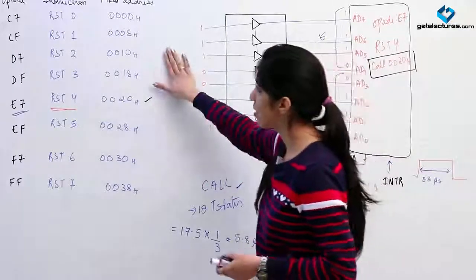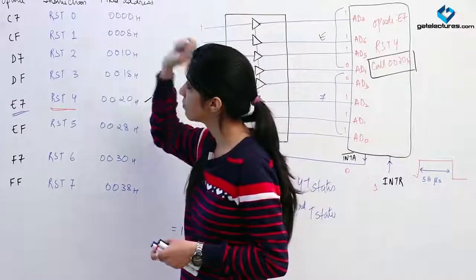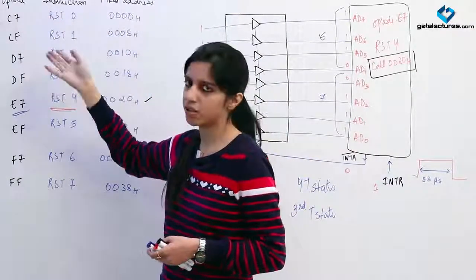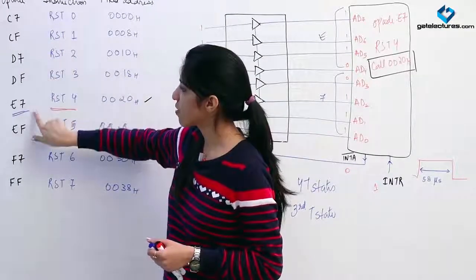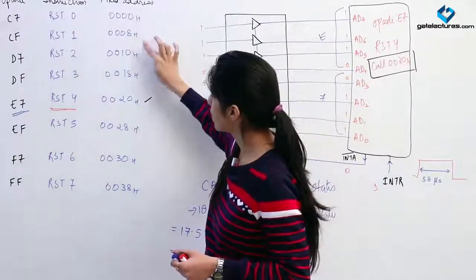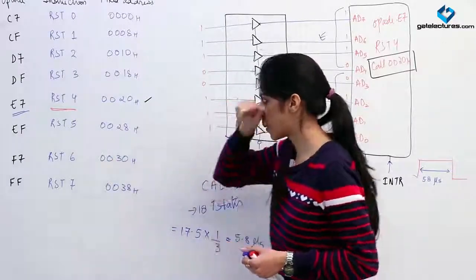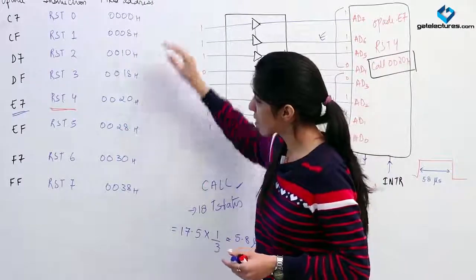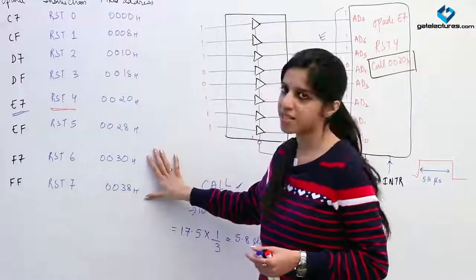These are the addresses and opcodes of the 8 software interrupts. RST0 has opcode C7. See, there is a pattern, you do not need to learn them. RST0 is C7, then CF, D7, DF, E7, EF, F7, FF, and in their addresses 0008, 0010, 0018, 0020, 0028, 0030, 0038. I don't think you need any formula to learn them. So these are the 8 software interrupts, their corresponding opcodes, and their fixed addresses.